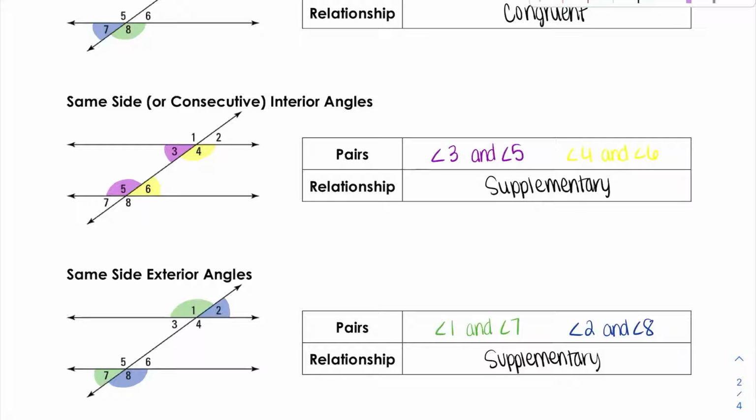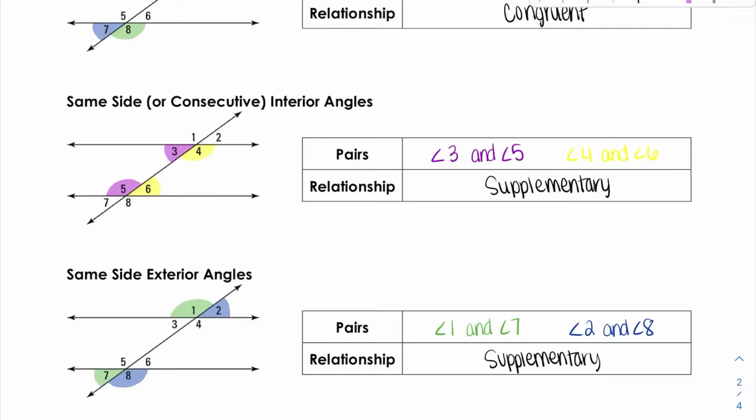The relationship that exists for same side exterior angles is that each pair of angles is supplementary. They should add to equal 180 degrees. Now just a note, on all of these, I have the same exact set of parallel lines and transversals, and the position of the 1 through 8 numbers are always in the same spot.